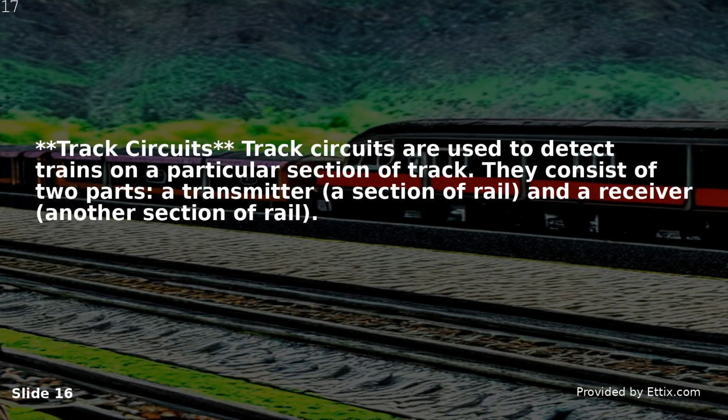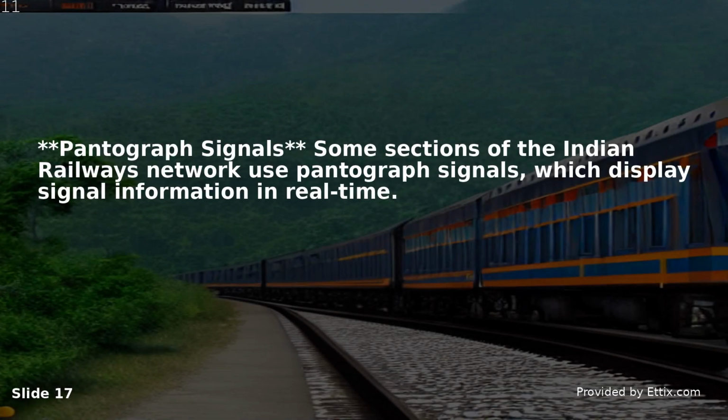Track circuits. Track circuits are used to detect trains on a particular section of track. They consist of two parts: a transmitter, a section of rail, and a receiver, another section of rail. Pantograph signals. Some sections of the Indian Railways network use pantograph signals, which display signal information in real time.